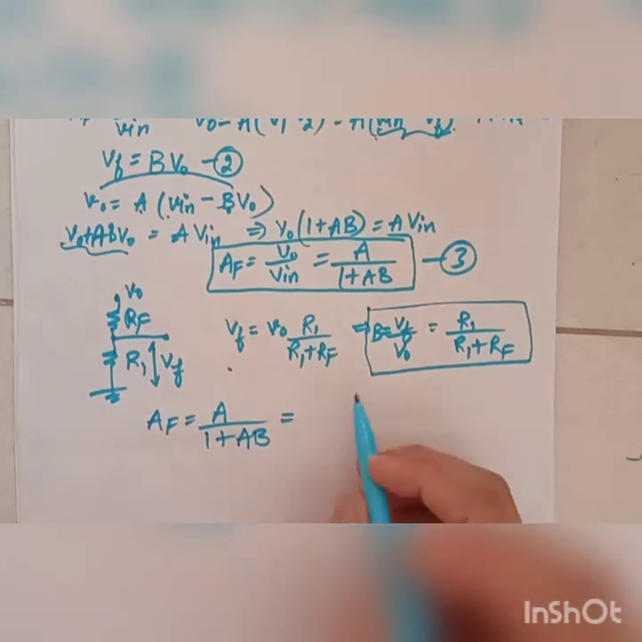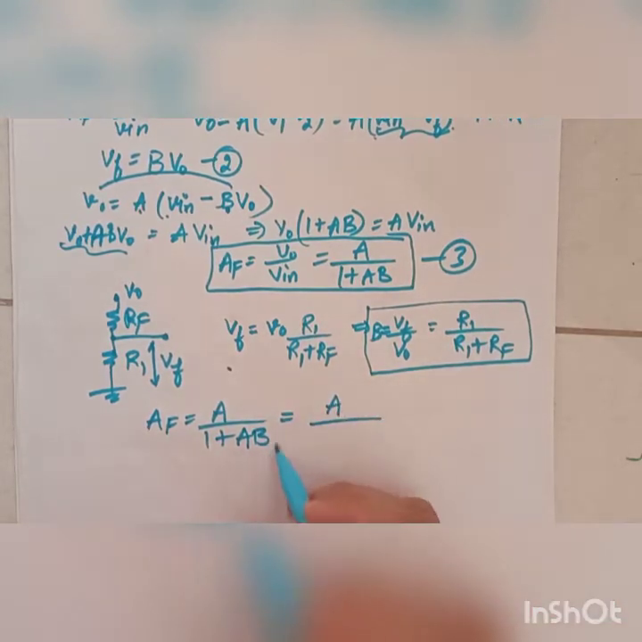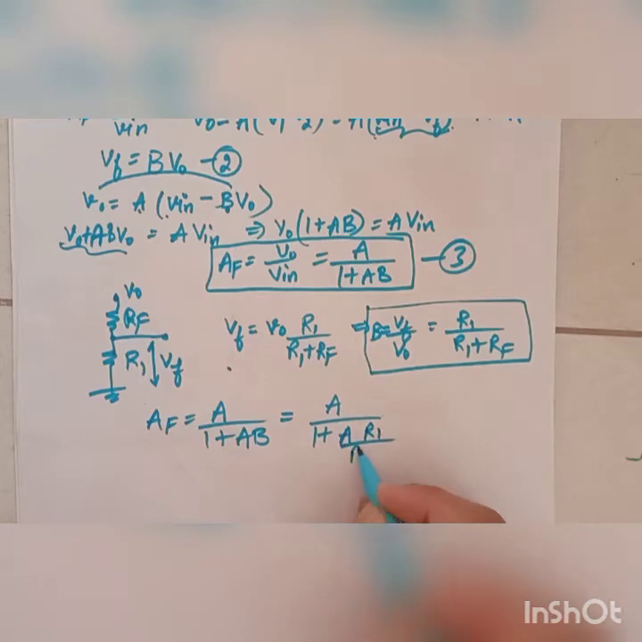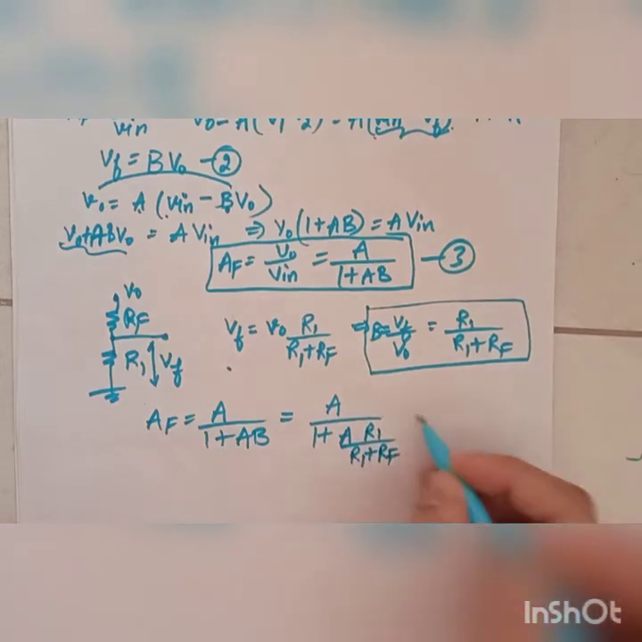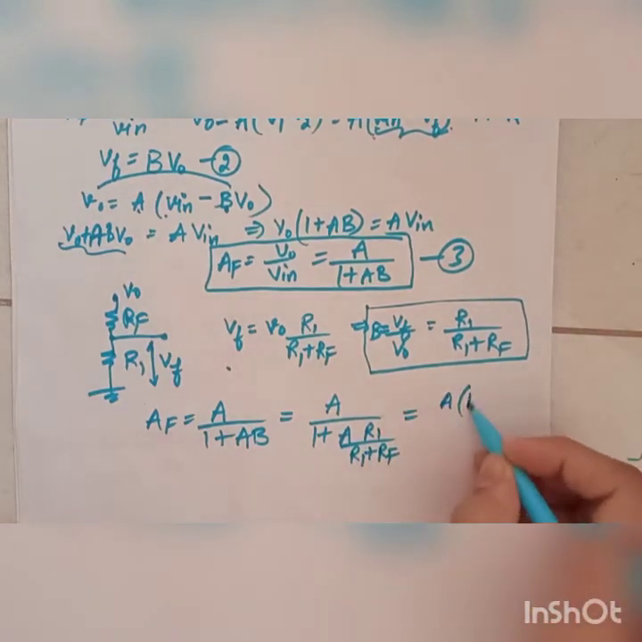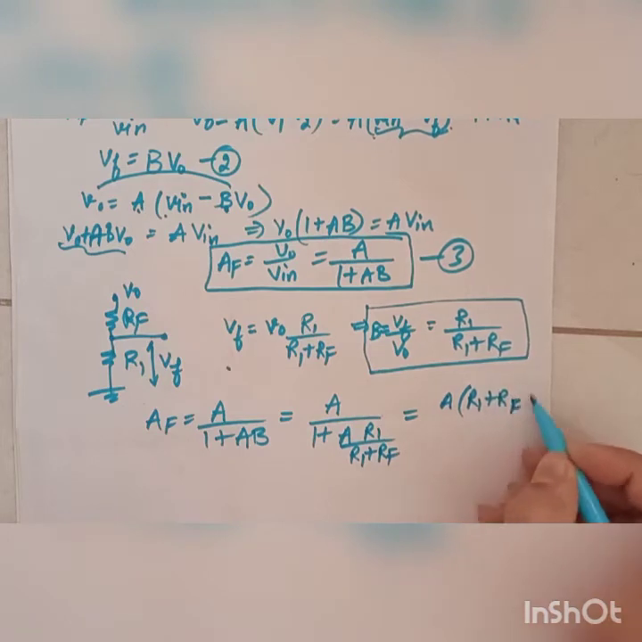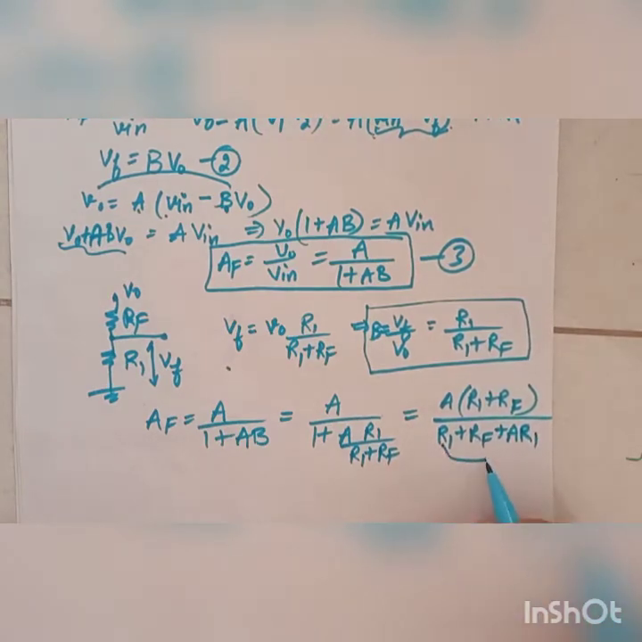Now what you do? Substitute the value of B in this place. So when I substitute the value of B, which is this one, in this place, I'll get R1 over R1 plus RF here. If I take the LCM, it will be A into R1 plus RF, right? This will be R1 plus RF plus A times R1. If you want, you can take R1 common from these two terms, otherwise you can leave it like that.